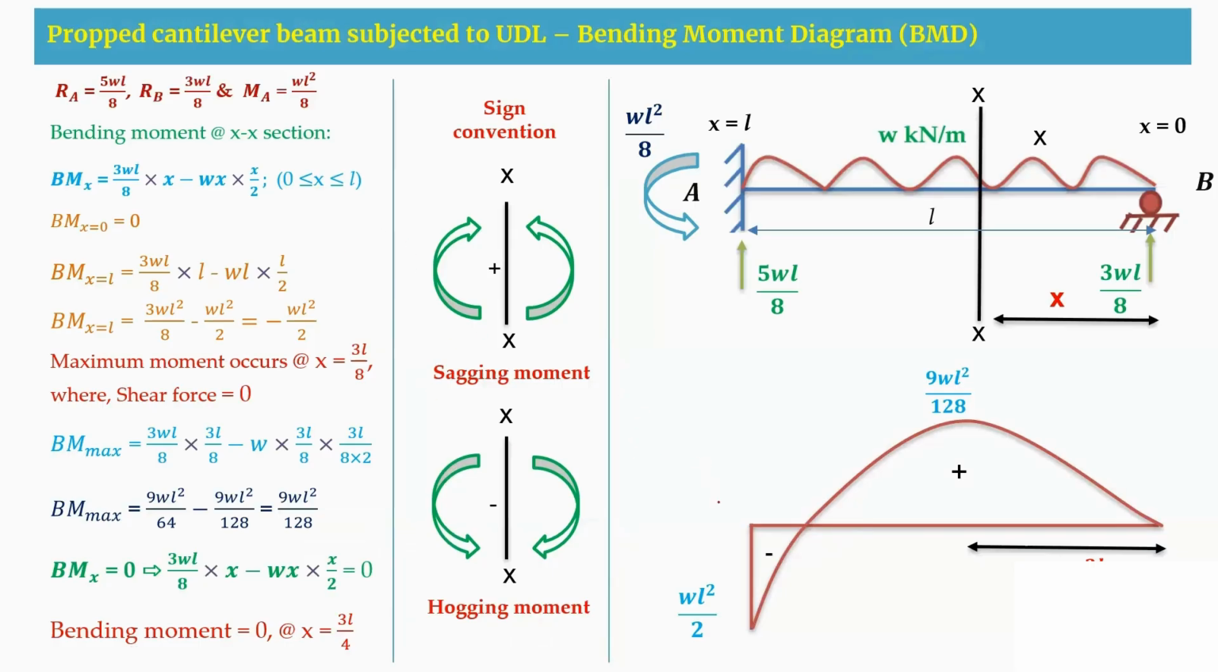So you can just see here. This is A support and this is B support. At X is equal to 3L by 8, I am having a maximum moment. This is the XX section. And at X is equal to 3L by 4, I am having the bending moment to be 0. So this is the X distance. This is a bending moment diagram.